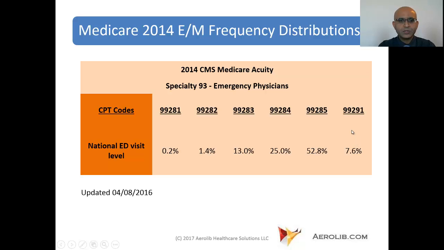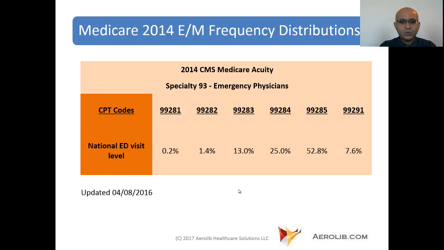What I'd like you to know is the 2014 EM frequency distribution of these codes. As you can see, almost 75% of the codes are between 99284 and 99285. Critical care codes account for about 7.6%, whereas low complexity is less than 1%. What we'd like you to do is look at your distribution pattern.